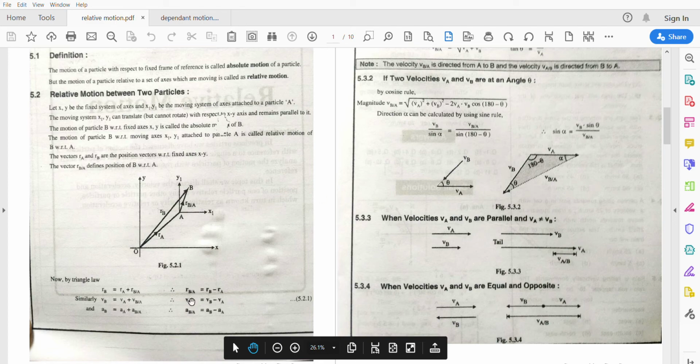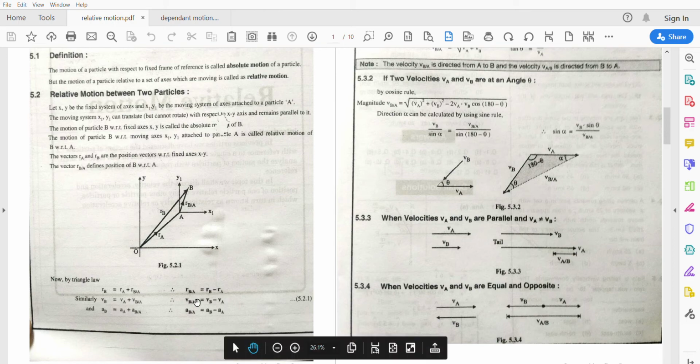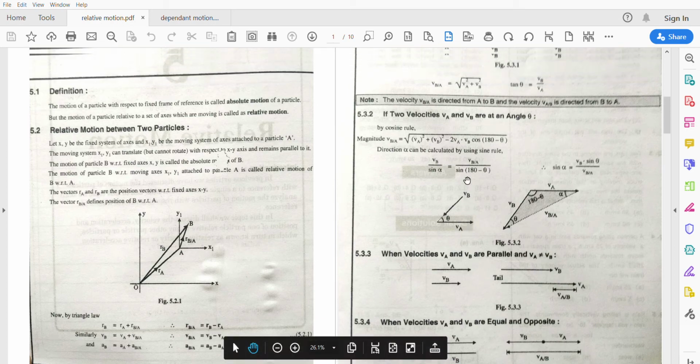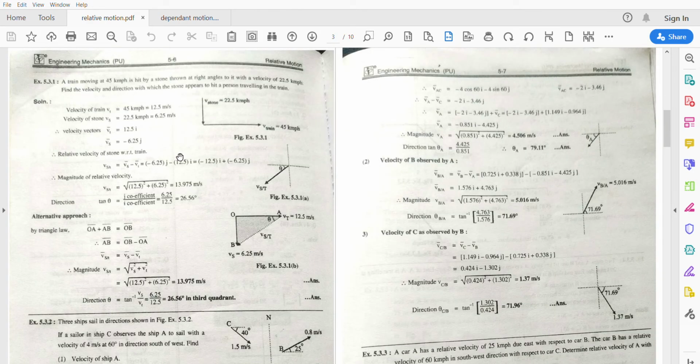So imagine you are in plane B and some person is in plane A. Your absolute velocity will be different, and the velocity felt by the person sitting in A can be determined by the subtraction of both the absolute velocities. Now we will understand it better when we see the numericals. So just remember what relative velocity means.